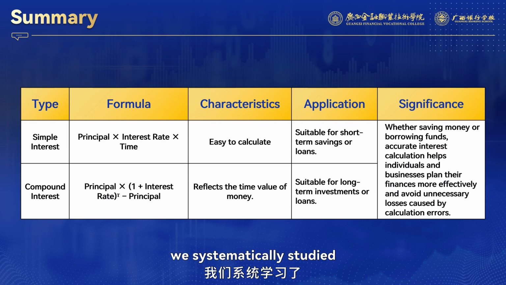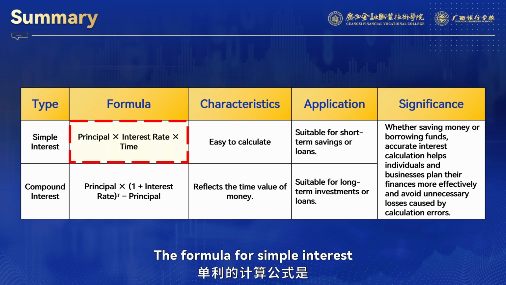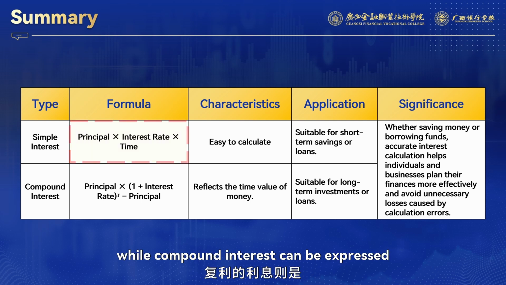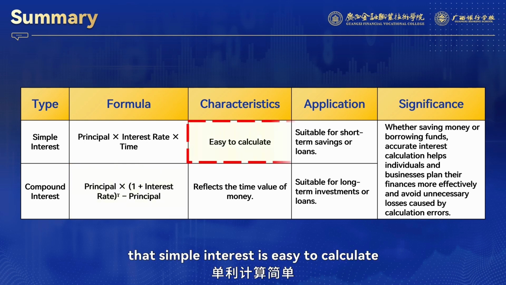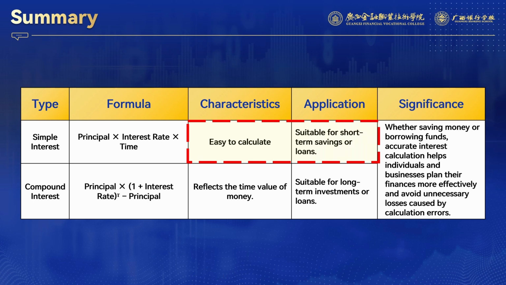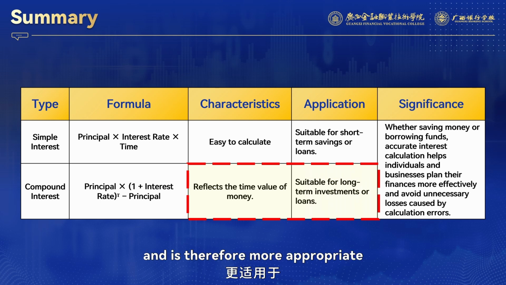In this lesson, we systematically studied 2 methods of interest calculation: simple interest and compound interest. The formula for simple interest is principal times interest rate times time, while compound interest can be expressed as principal times (1 plus interest rate) to the power of time, minus principal. We also learned that simple interest is easy to calculate and is suitable for short-term savings or borrowing, whereas compound interest better reflects the time value of money and is therefore more appropriate for long-term investments or loans.